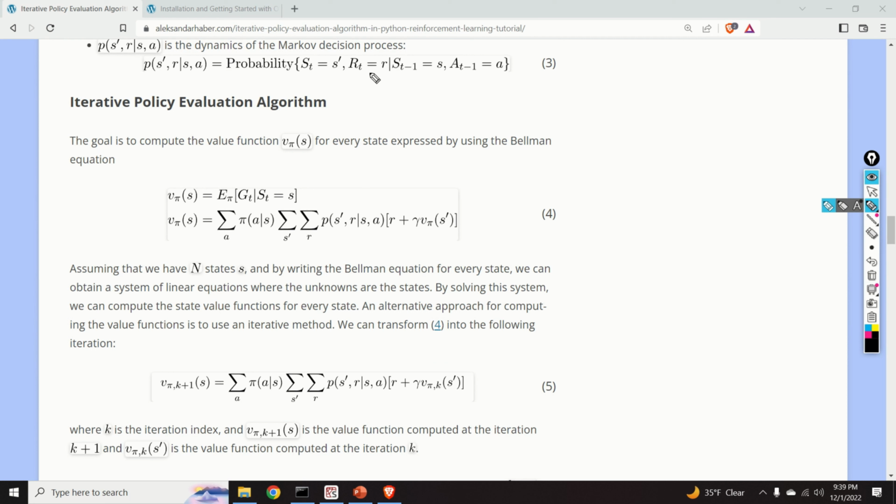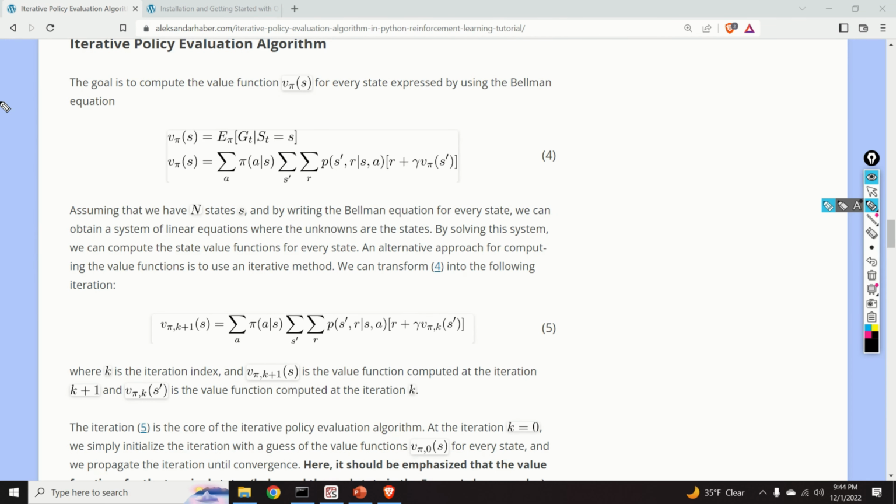Now we are ready to explain the iterative policy evaluation algorithm. The goal of this algorithm is to compute the value function for every state, and this value function is expressed by using the Bellman equation. Or better to say, we use the Bellman equation to compute the value function. Let us assume that we have n states, S1, S2, S3, until Sn. For every state, we can write the corresponding Bellman equation.